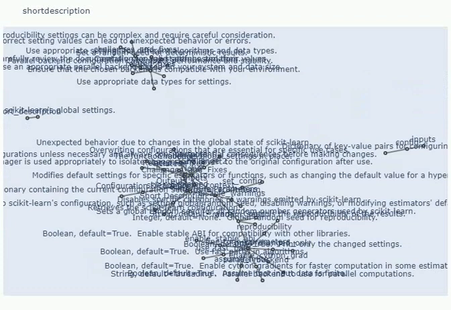Outputs. This section describes the output of the function. None. The function modifies global settings in place. This indicates the function doesn't return any data directly. Instead, it modifies the global settings within the scikit-learn library.